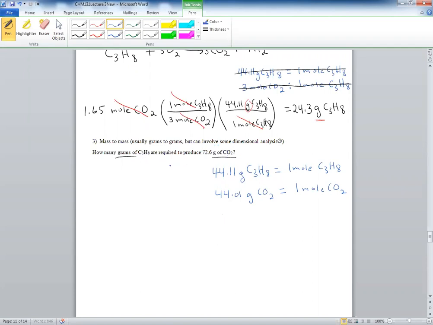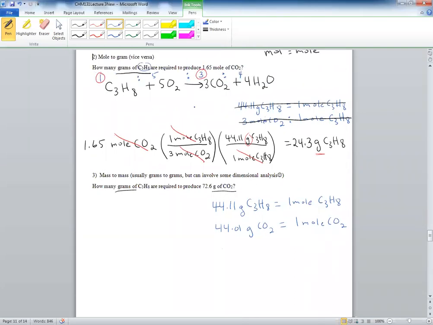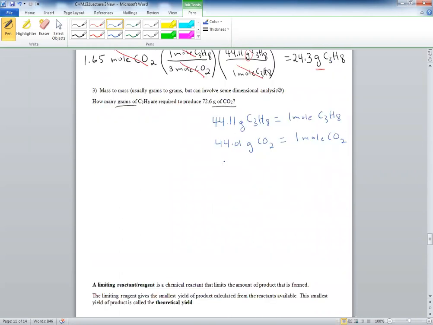So that would be the same from CO2 to C3H8. It's like the last one. Here it is 3 to 1 once again. So that would be 3 moles of CO2 to 1 mole of C3H8. Very well. So I'm asked to start with 72.6 grams and to end with the grams of C3H8.